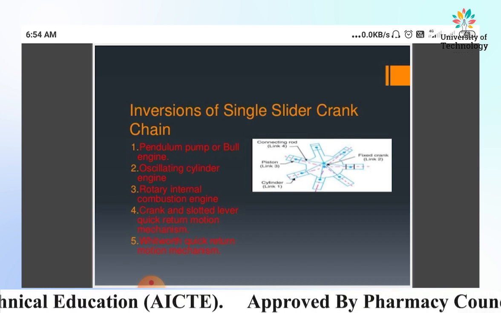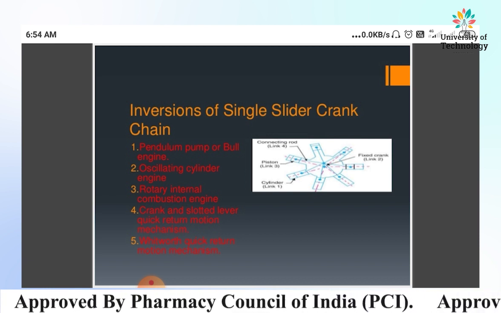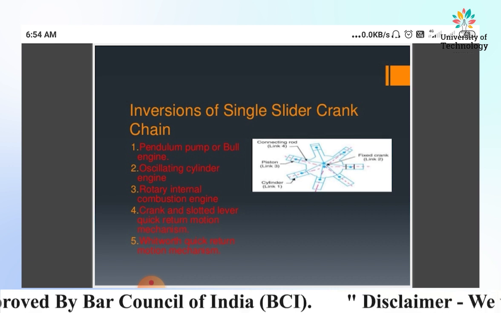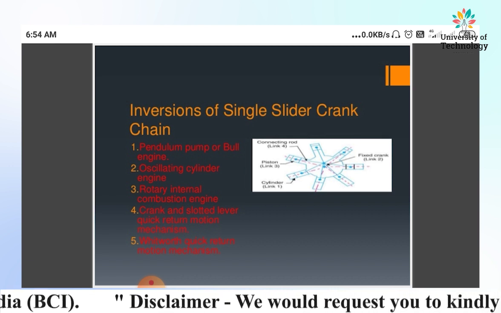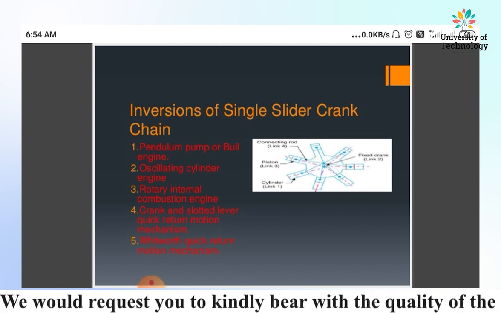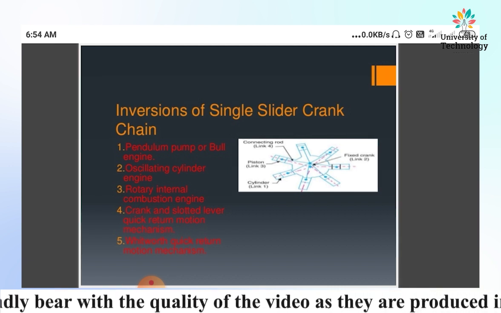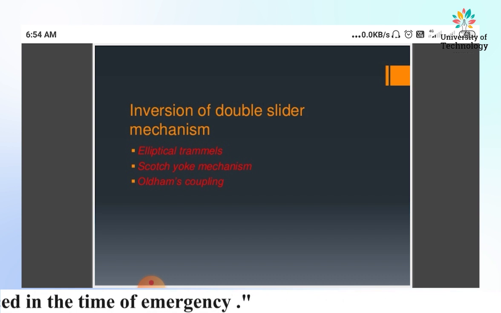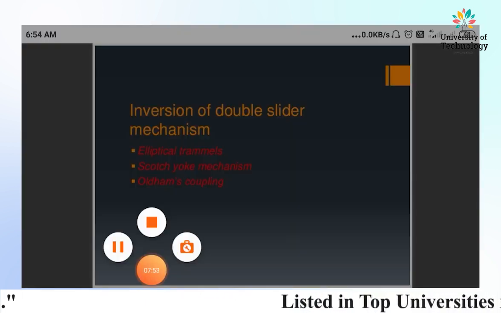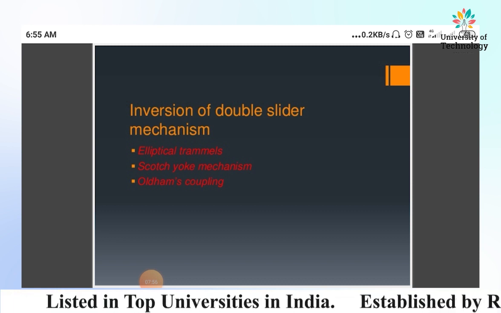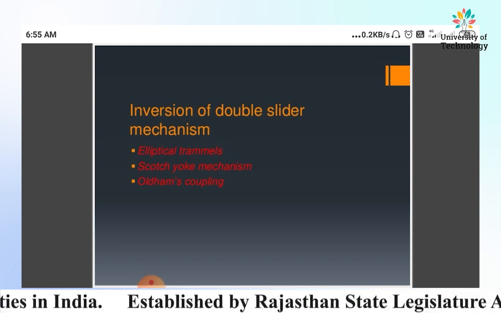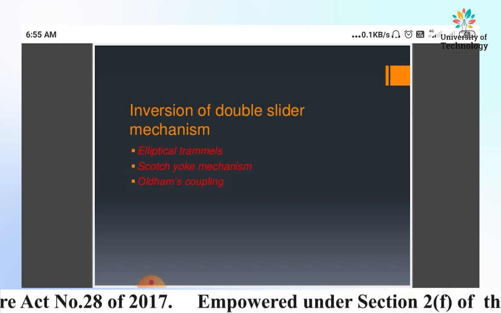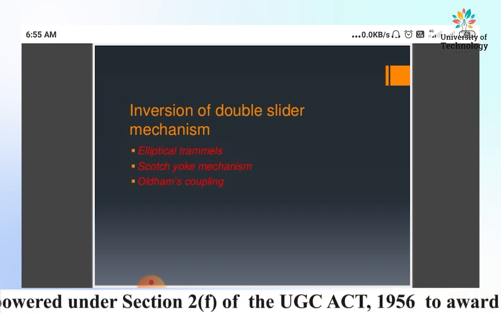Inversions of the single slider crank chain. Examples: pendulum pump or bull engine, oscillating cylinder engine, rotary internal combustion engine, crank and slotted lever quick return mechanism, and Whitworth quick return mechanism. Inversions of the double slider mechanism. There are three mechanisms: the elliptical trammel, the Scotch yoke mechanism, and the Oldham coupling.